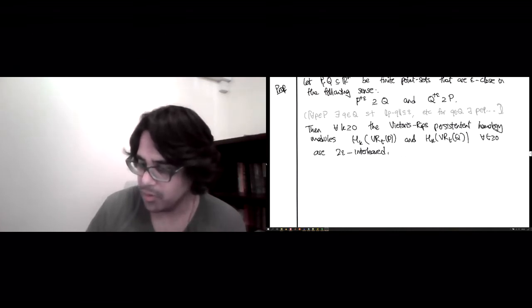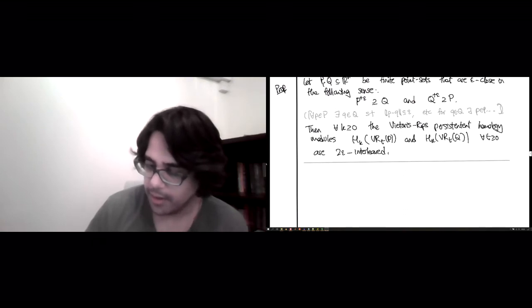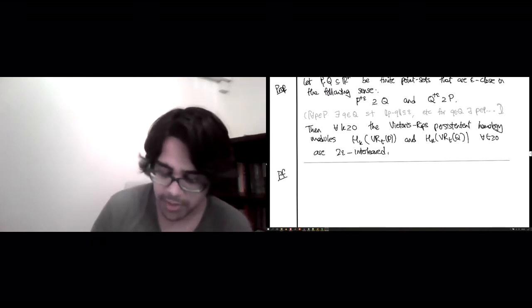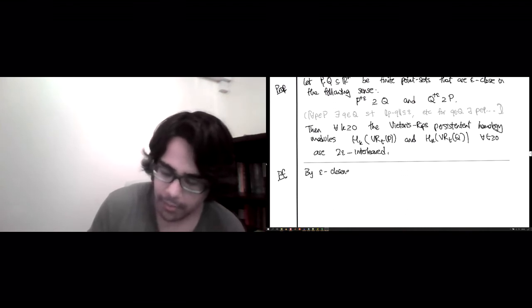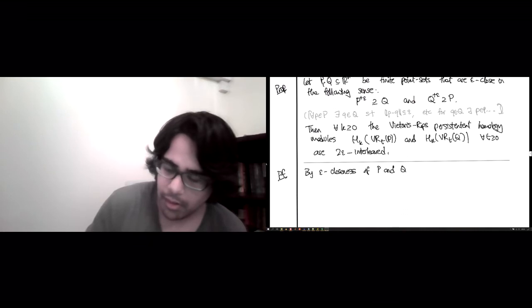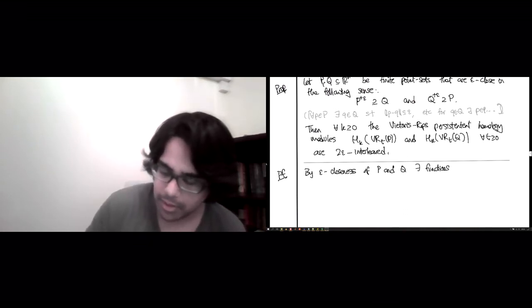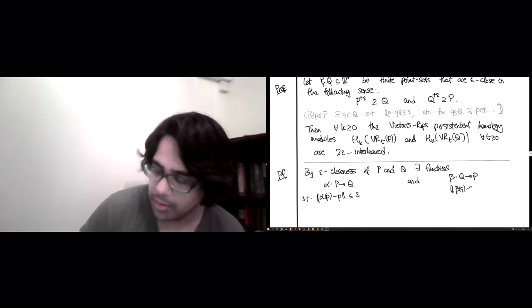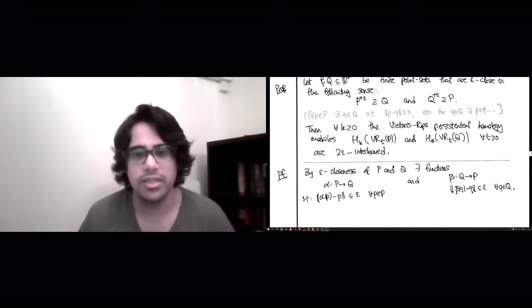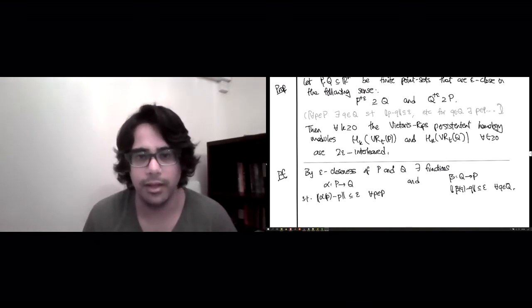And let's see, how would you go about proving this? So I've written it out nicely in the notes, so this is going to be more of a sketch. So let's see, by the epsilon closeness of P and Q, there exist functions. So let's call them alpha going from P to Q and beta going from Q to P, such that the distance between alpha of P and P is less than epsilon, and the distance between beta of Q and Q is less than epsilon, and this first thing is for every P, and this is for every Q. So this is just a rephrasing of the epsilon closeness condition.